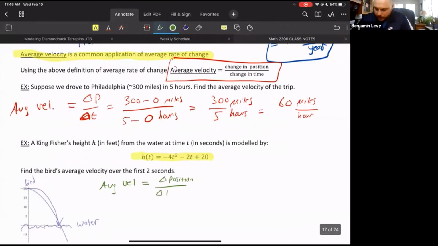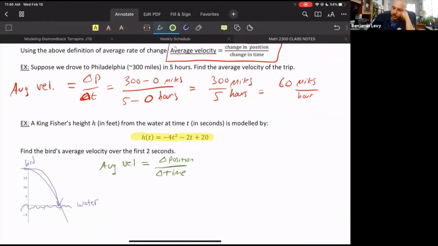Okay. Change in position over change in time. And h tells you the position, right? So you want to plug things into the position formula, and we're doing it over the first 2 seconds. I should have mentioned that too, right? So that's from 0 to 2.